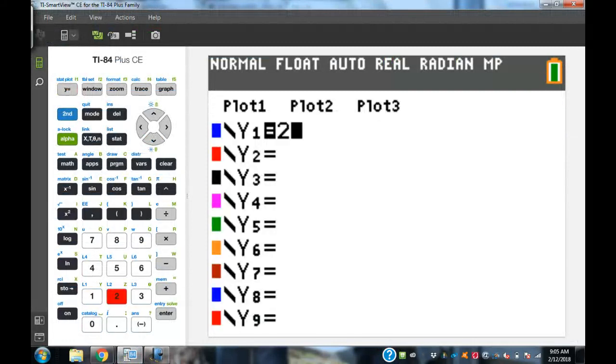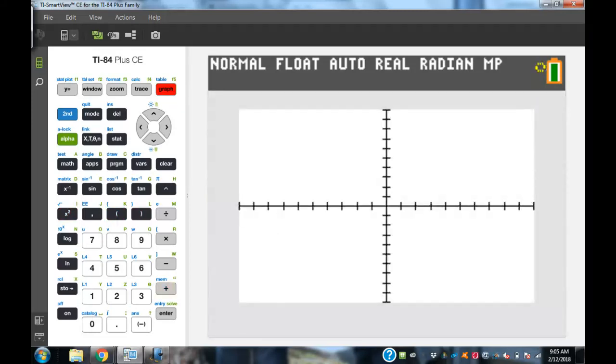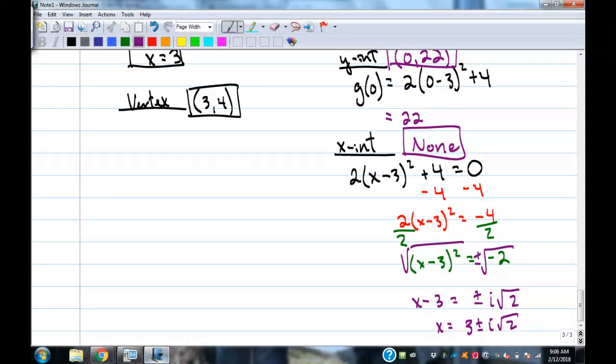If you graph that equation with your calculator, you're going to see that. So if I graph 2 parentheses x minus 3 squared plus 4, you see that parabola there opening up. It doesn't cross the x-axis. The graphs and the equations all go together. Don't forget, you've got that tool that you can use to help you know, hey, I don't even have to do the x-intercept. I know it doesn't cross because I saw it on the graph. So that can help you a lot. Okay. All right. So there's vertex form.